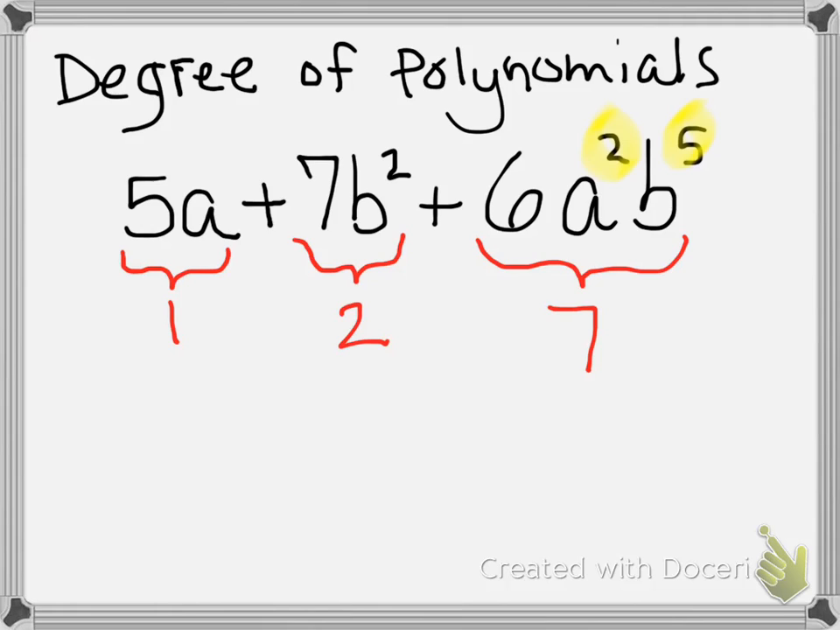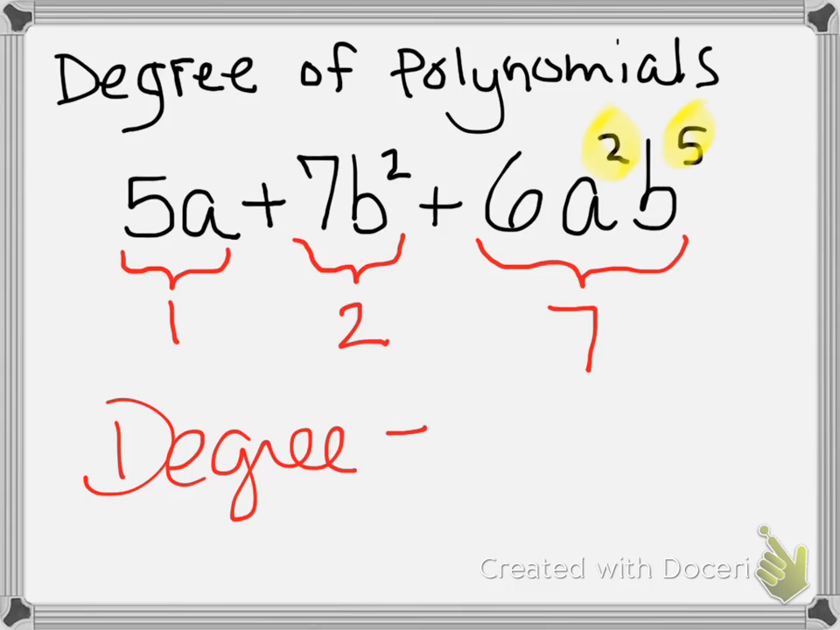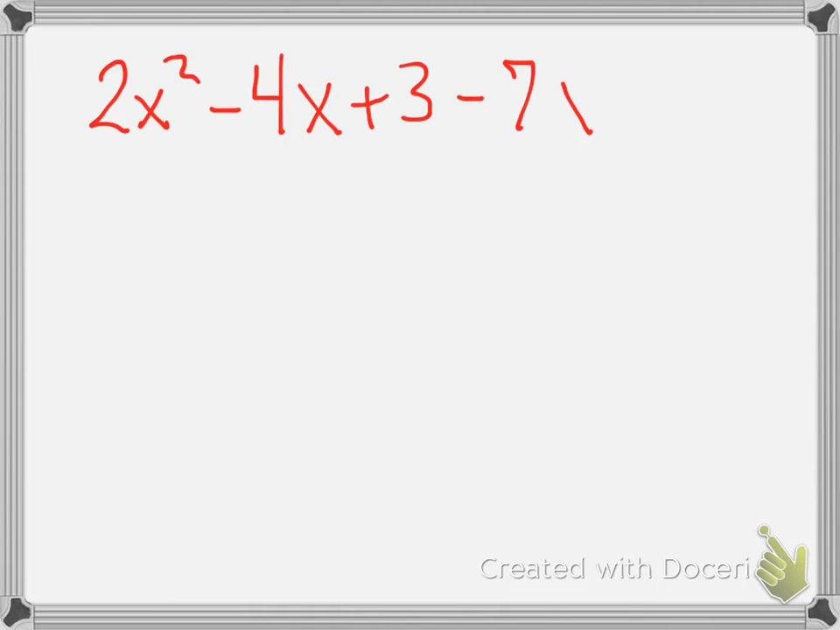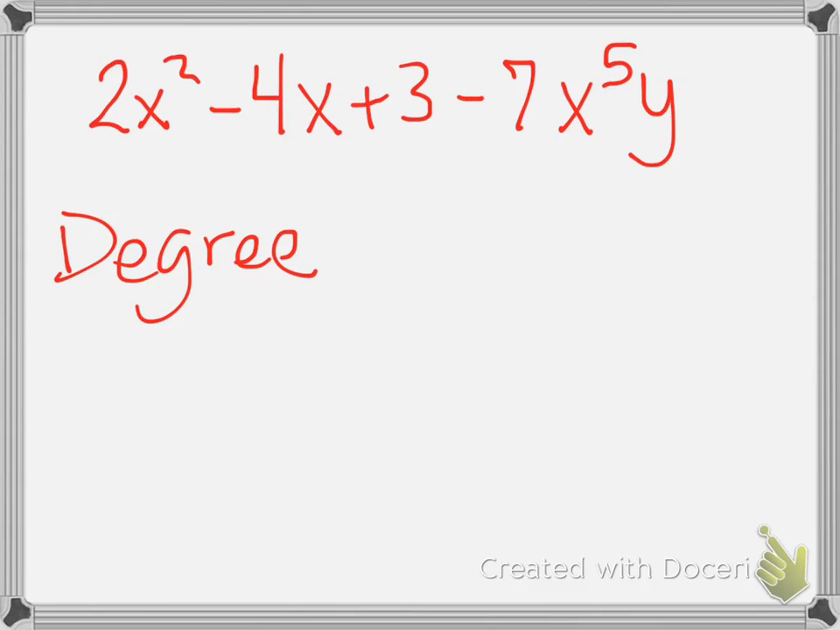So the degree of the whole polynomial is the one that's the highest, the greatest number. So the degree equals 7. So let me give you another example, make sure you understand. So if I have 2x squared minus 4x plus 3 minus 7x to the 5th y. To figure out the degree of the whole polynomial, you have to figure out the degree of each monomial. So I'll put it in a different color.